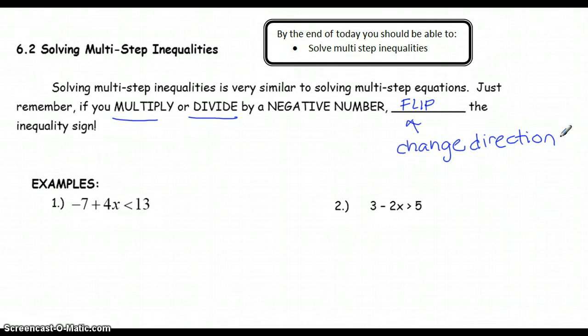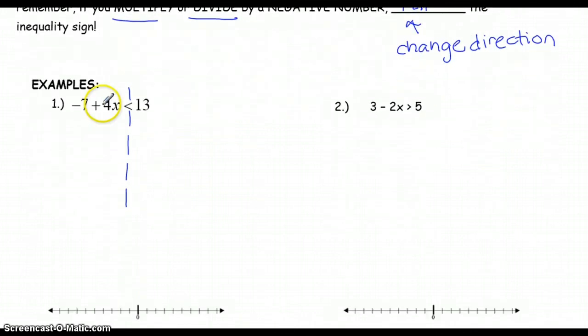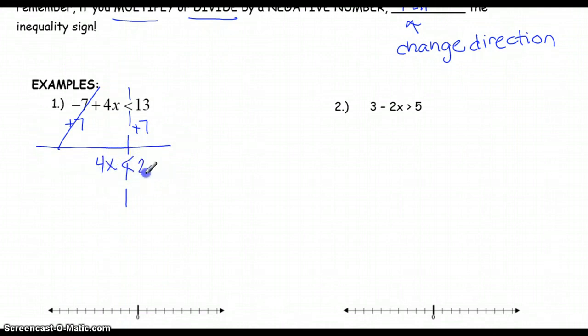All right, so let's look at number 1. We know that our problem splits in half through the inequality, and you always want to get rid of addition and subtraction first. Since we're subtracting 7, we're going to add 7 to both sides. The 7's go away. We're left with 4x is less than 20. Then we're going to divide both sides by 4. And here, when we divide by 4, x is less than 5.